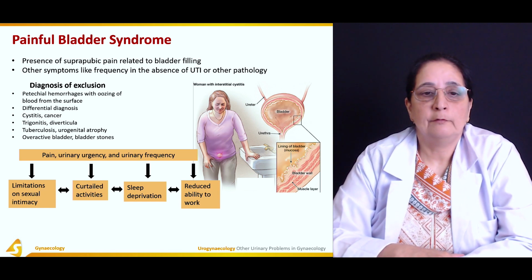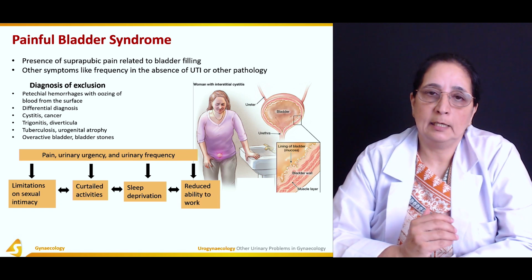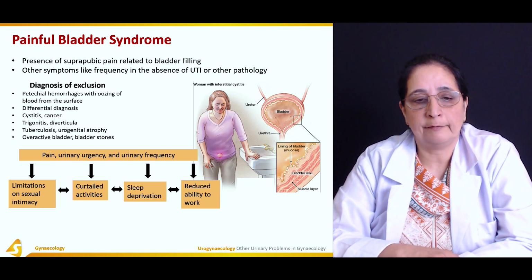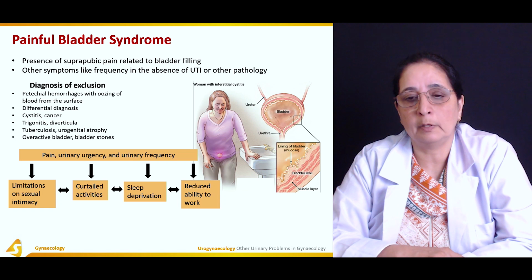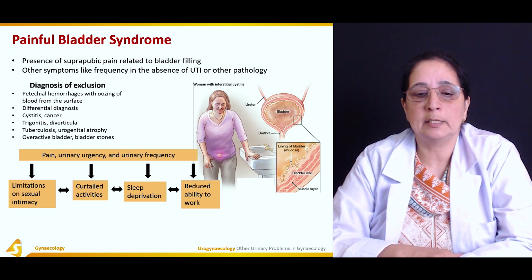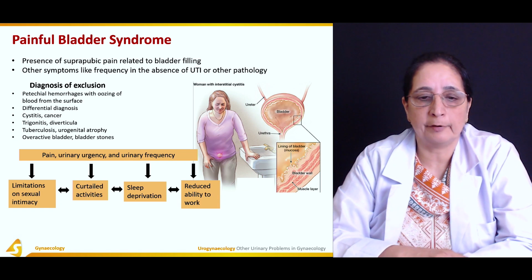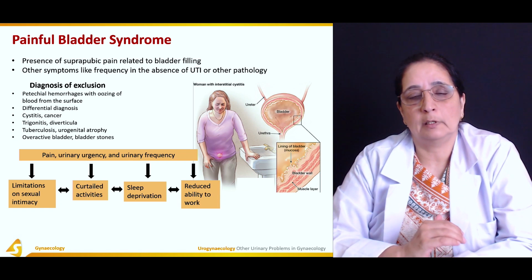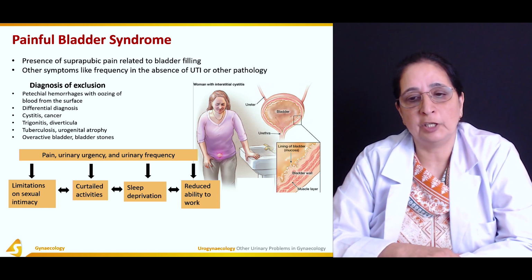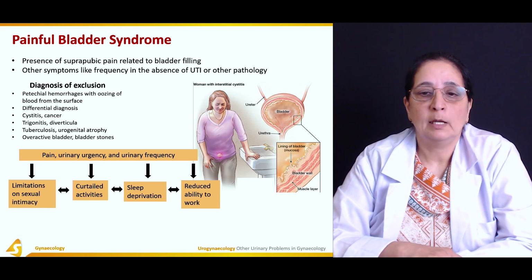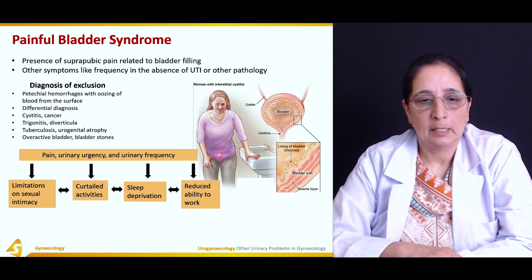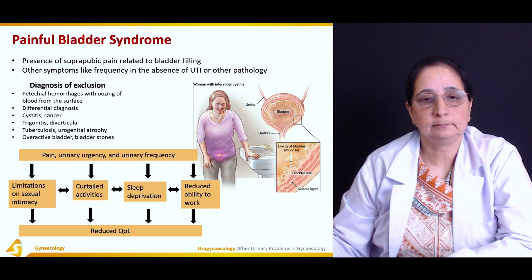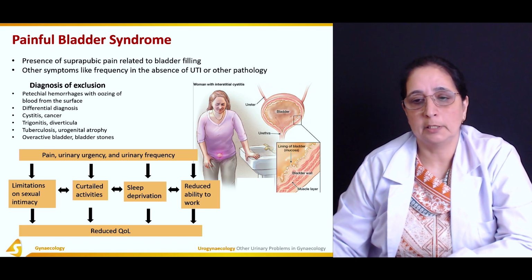Whenever there is painful bladder syndrome, it affects the lifestyle, or it can affect the normal work of the female. Usually there is inability to work, there is sleep deprivation, there are curtailed activities because patients have pain in the suprapubic region, and it affects the normal activity of living. So usually there is urgency and frequency of urination and reduced quality of life.